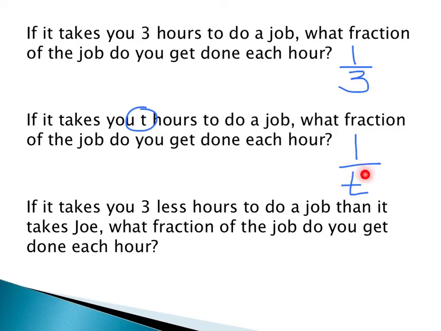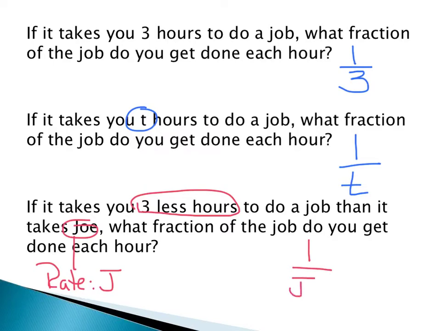That's that same idea. Now, what if you are given your rate in relationship to someone else? So if it takes you 3 fewer hours to do a job than it takes Joe, what fraction of the job do you get done each hour? Well, you don't know Joe's rate, so let's just call his time J. So how long does it take you to do the job? Every hour, you're going to do 1 over J minus 3. And in the same way, you could add that many of those together, just as we did here, to get one whole job done.